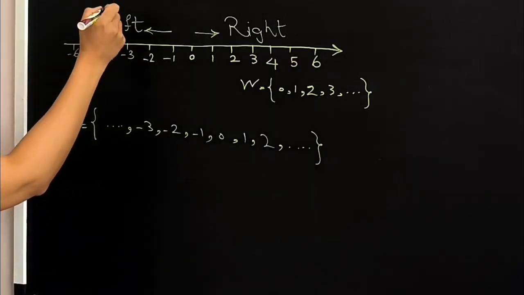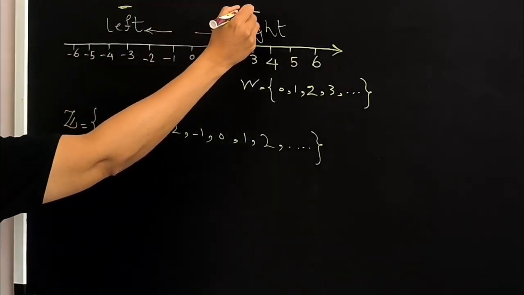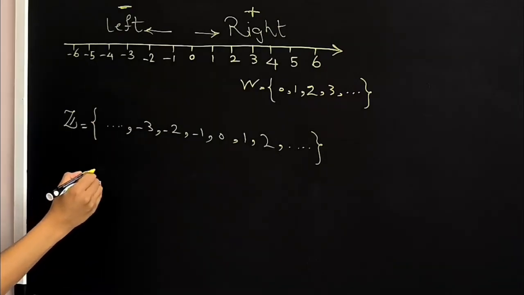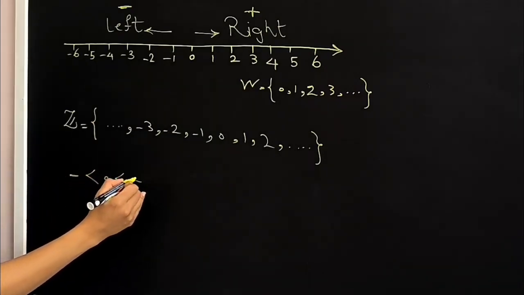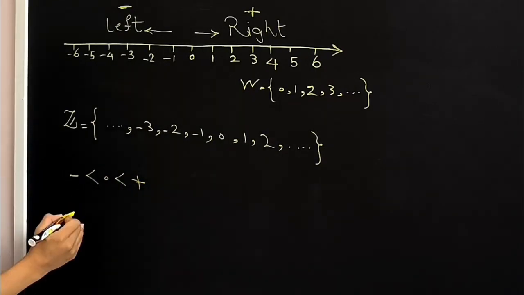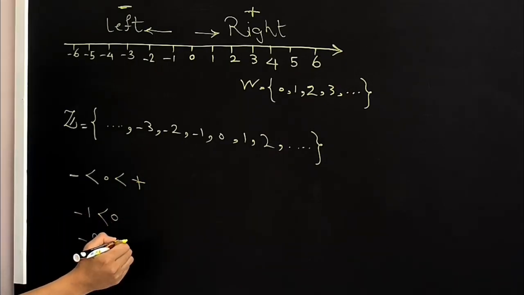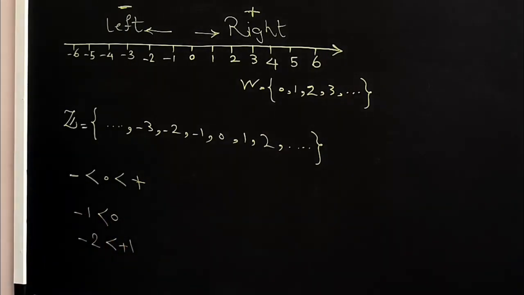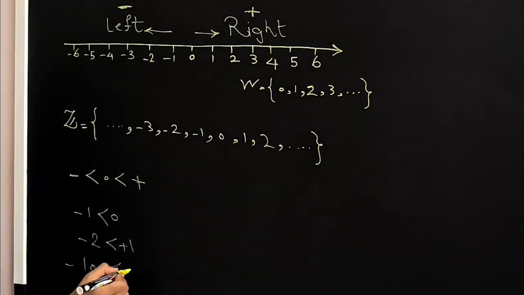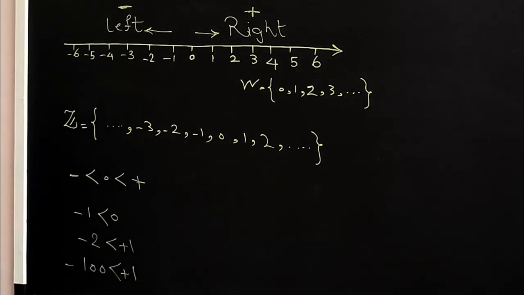Notice that negative numbers are always less than positive numbers. In fact, every integer is smaller than the one immediately to its right. For example, -1 is less than 0, -2 is less than 1, and -100 is less than +1. Also, remember that with positive numbers, we usually do not write the plus sign, it is understood.